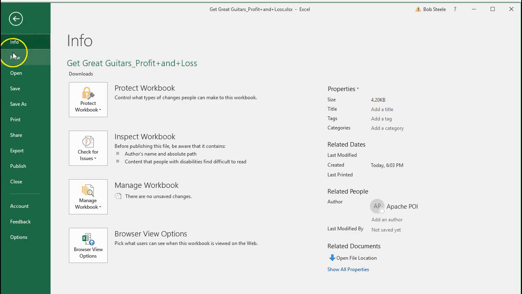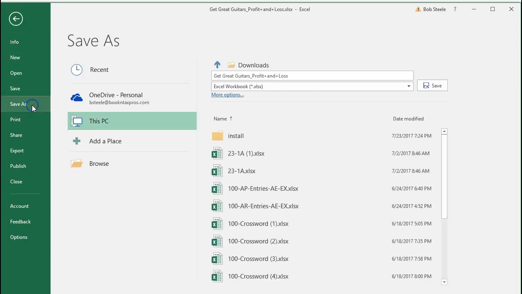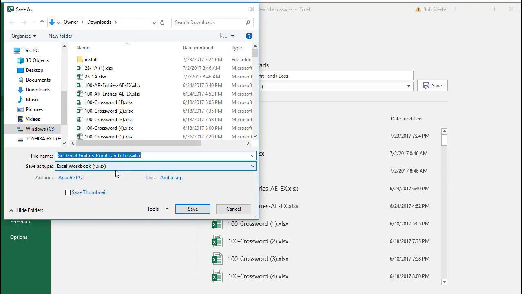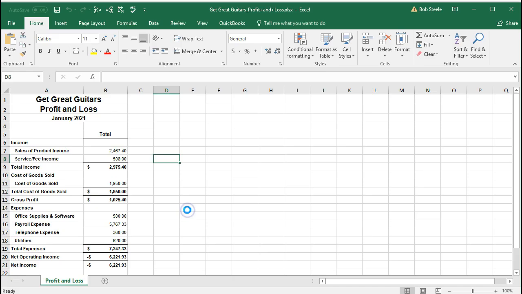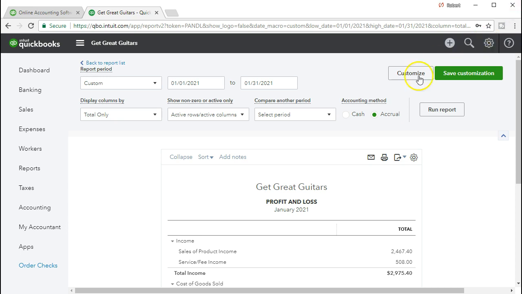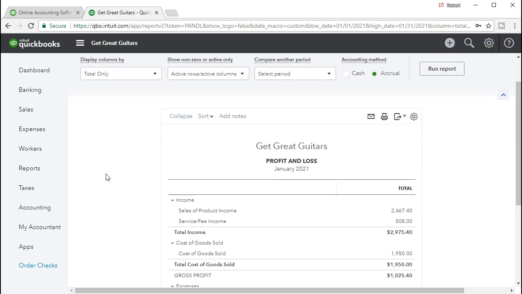So we're going to go to the File tab. We're going to go to Save As. We're going to browse to the computer where we would like to save it. And then we could change the name. I'm going to keep the name we have here, which is the name of the business, followed by the profit and loss, and save the report. So that's going to be the profit and loss. We're going to close this back out. Those are our two main financial statement reports that we go to oftentimes, or go-to reports.